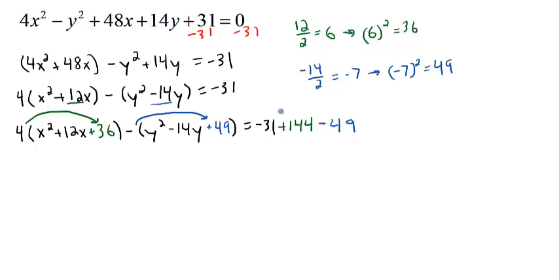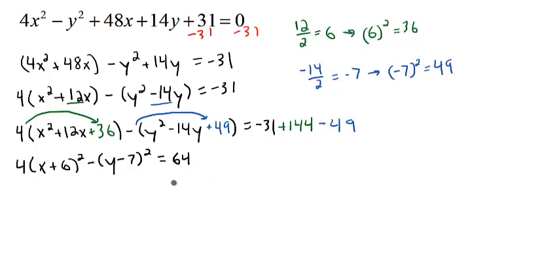Okay. Now I want to rewrite it again, and when I rewrite it, I could actually factor this part in parentheses. So that's going to be 4 times x plus 6, we're squaring that, and then this is going to be a minus y minus 7 squared, and then that's going to all equal negative 31 plus 144 minus 49, which is 64.